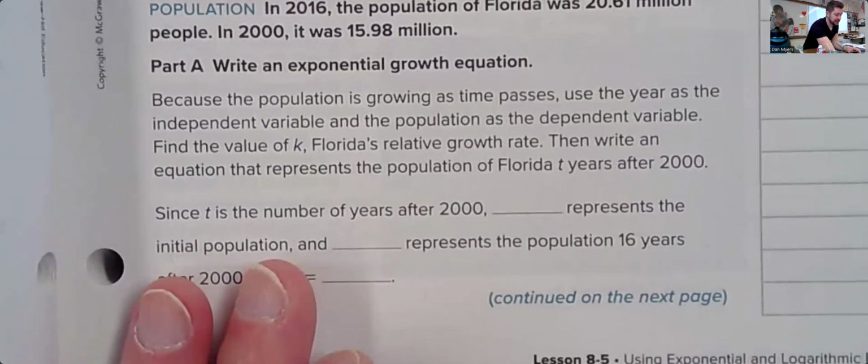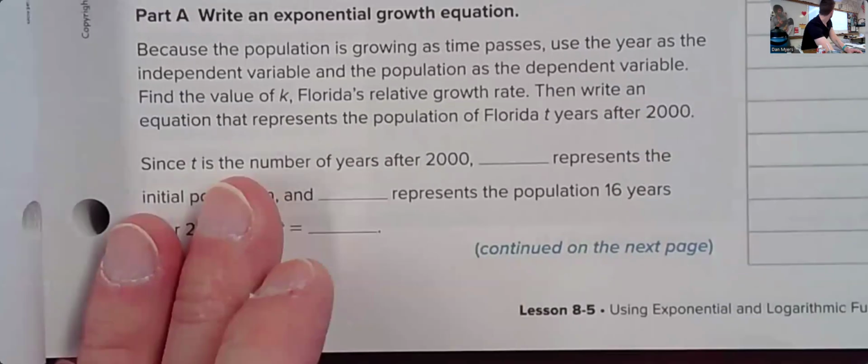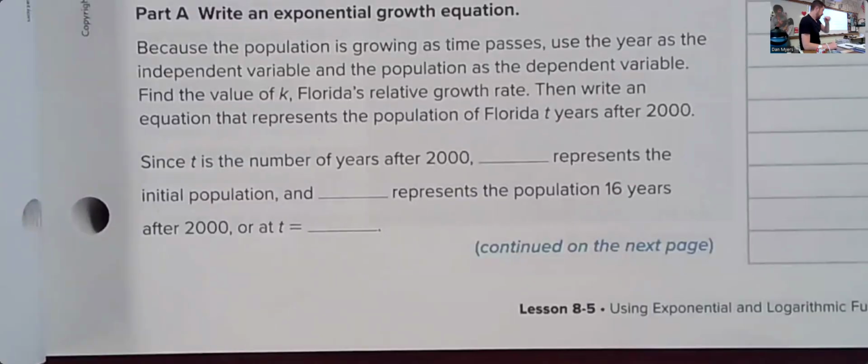So here we go. Because population is growing as time passes, you're going to use the year as the independent variable, X. And the population is the dependent variable, Y. Find the value of K, Florida's relative growth rate. Then write an equation that represents the population of Florida at T years after 2000.